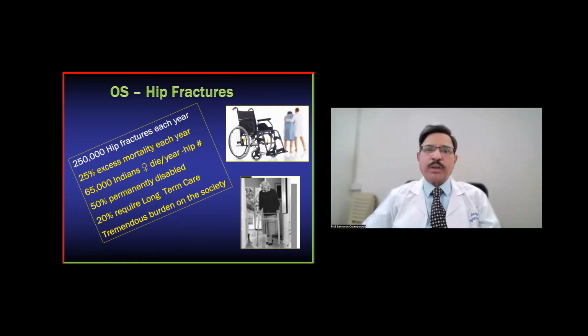Now you see osteoporotic hip fractures: 250,000 hip fractures every year, 25% excess mortality, 65,000 Indians die every year of hip fracture, 50% permanently disabled, 20% require long-term care from the society, wheelchair, walker. You keep on seeing these people. I can walk, I want a walker. First 2 legs. After that, one more leg, third leg, then 4 legs. And that also not so.